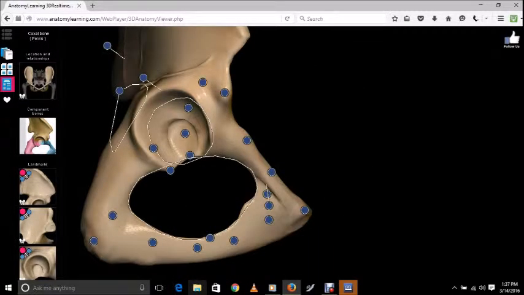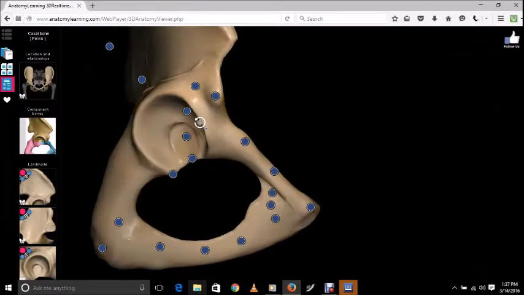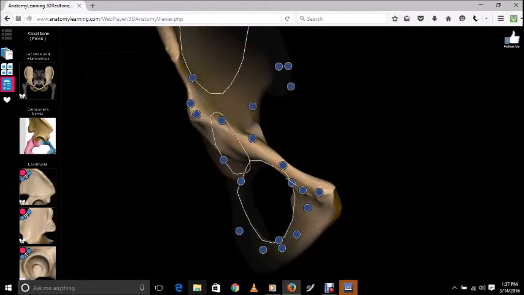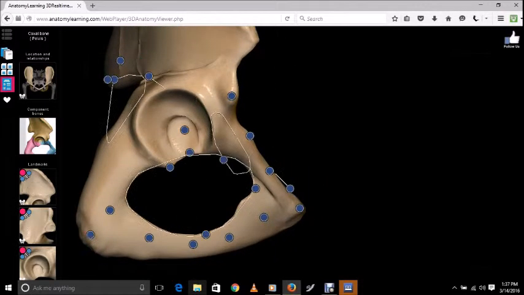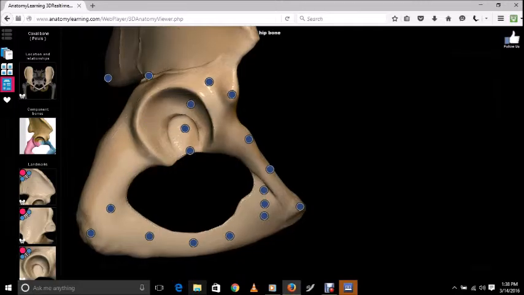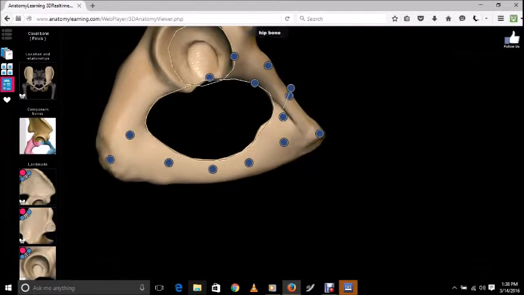So you have the anterior superior iliac spine, the anterior inferior iliac spine, you have the iliopubic eminence, you have the superior ramus, you have the pecten of the pubis, and then you have the pubic tubercle. Next, you go down and you have the inferior ramus. The inferior ramus. This is the superior ramus. This is the inferior ramus.